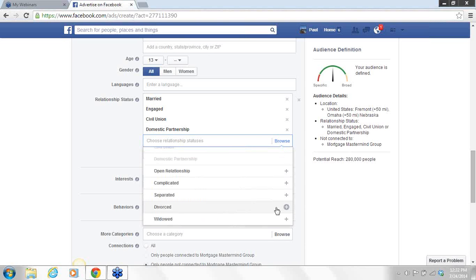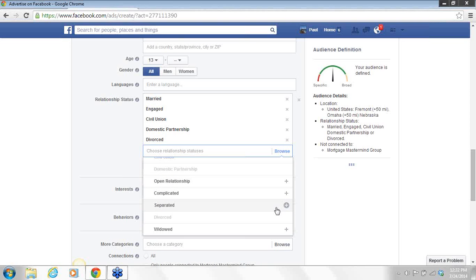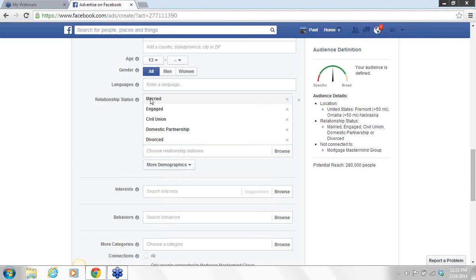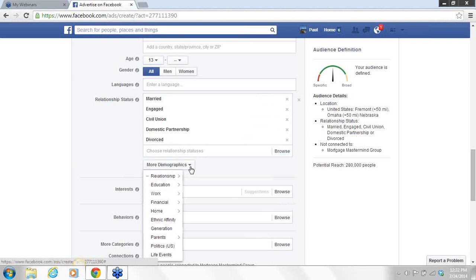With the divorced people, I may even put together a specific niche, a specific advertisement that is specific to that niche. Maybe have some verbiage that is specific to a divorcee. Okay, so it's a simple matter of just clicking on them, and yes, as you can see, I can add multiples, and then I come down into more demographics again. In addition to relationship, I can go education. You can target based on education.